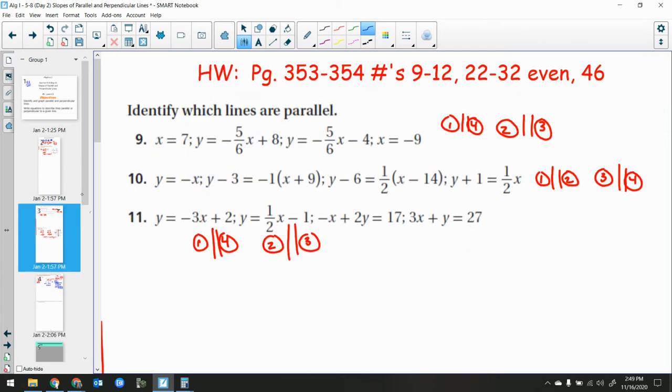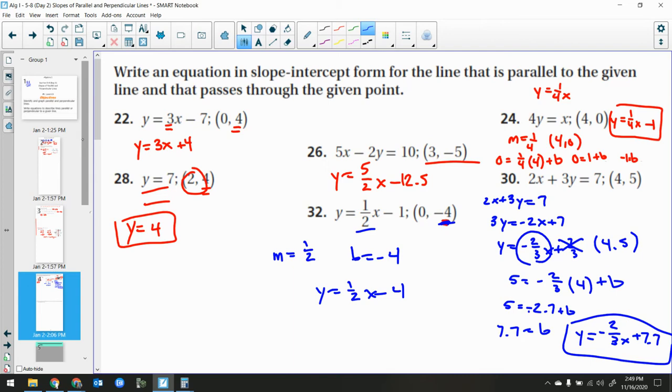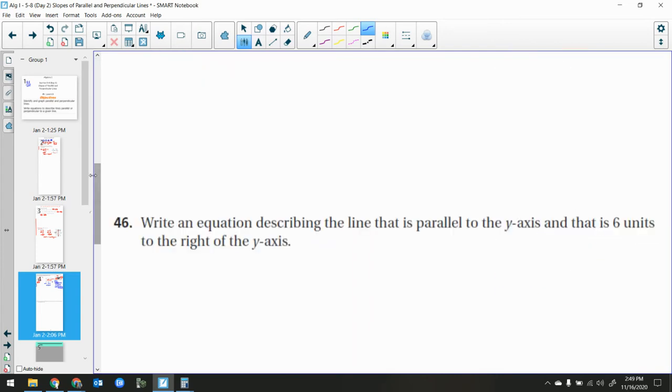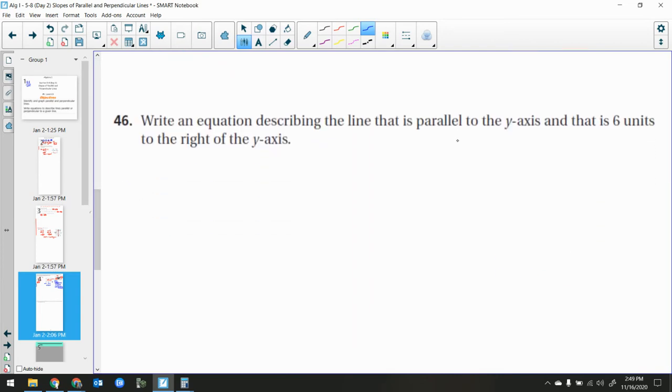All right, almost done here. Last one I got to do is number 46. Jump back down there. Write an equation of a line describing a line that is parallel to the y-axis and that is 6 units to the right. I think the best way to do this one is to try to visualize it.